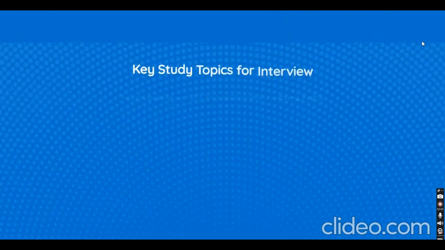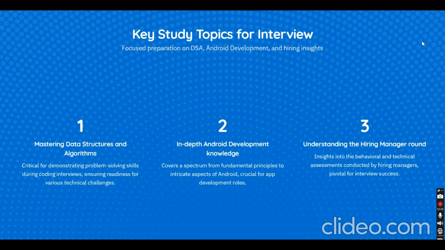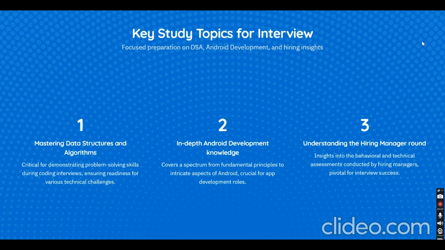Firstly, as a key study, three things were there. The first round was the data structure and algorithm round. For a bigger company it is very critical. We have to show our programming skill during interviews, and there will be one person asking a related question, and counter questions will be coming. The second one was again in my field, that is the Android development role. And then we had the hiring manager round, and after that we have another round with HR to just discuss the CTC and other parts.